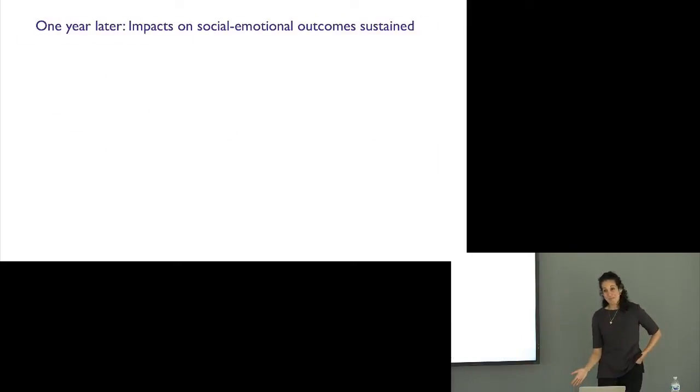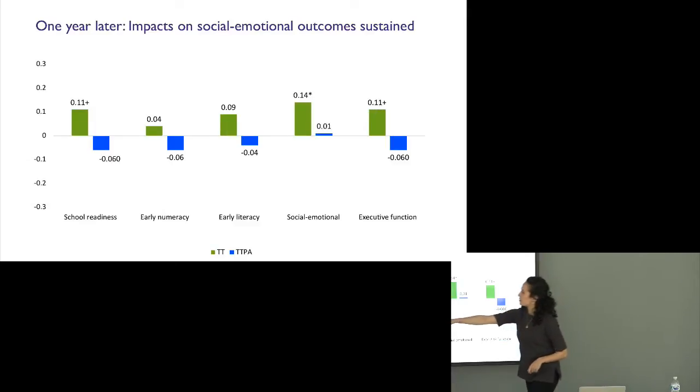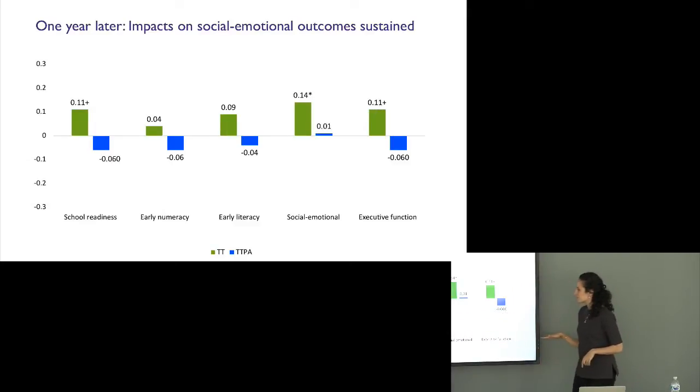What about the children? We followed them a year later. They're now in new classrooms with new teachers. Almost all of them were with new teachers. And we saw that a year later, this is again overall school readiness and then numeracy, literacy, social, emotional. The main gains that are sustained are in social and emotional development. So they're still outperforming their control group peers in that area.